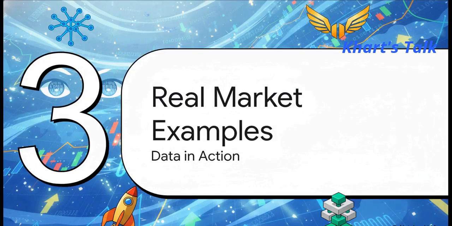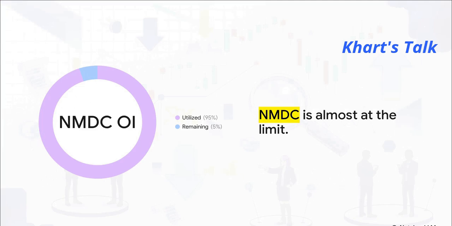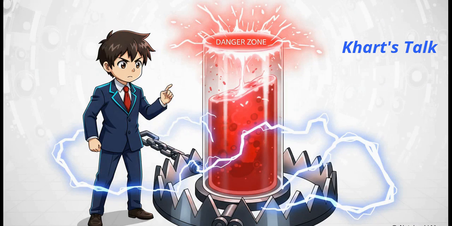Okay, step 3, let's look at some real market examples. Let's take NMDC Limited as our first example. With over 490 million in open interest against a 517 million limit, it's sitting at a massive 94.9% utilization. The capacity is virtually maxed out. So what does a nearly full capacity actually mean for you? Well, it means you need to be on high alert for a sharp move. Big traders are heavily active here, and volatility is absolutely going to spike.